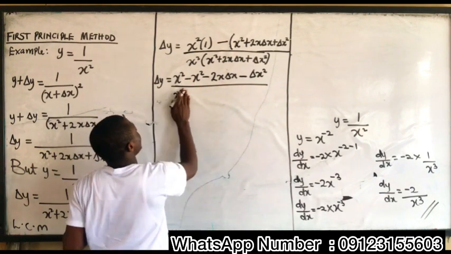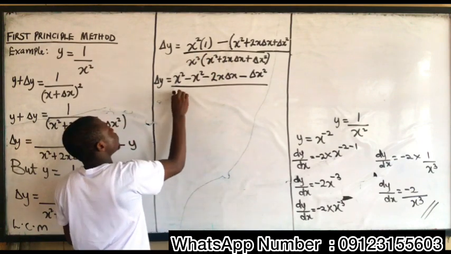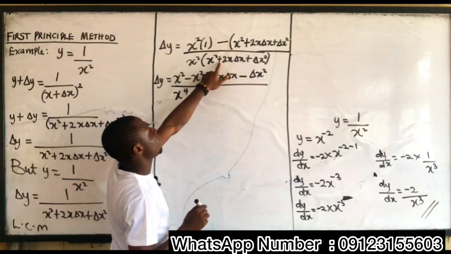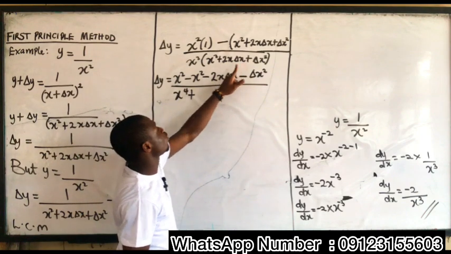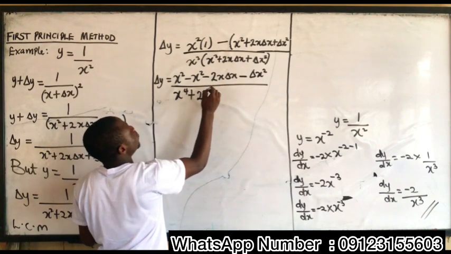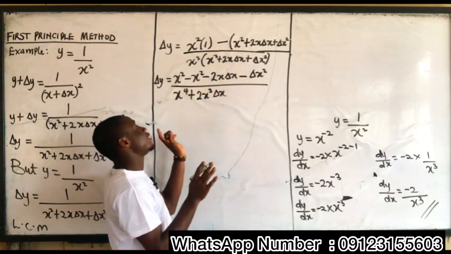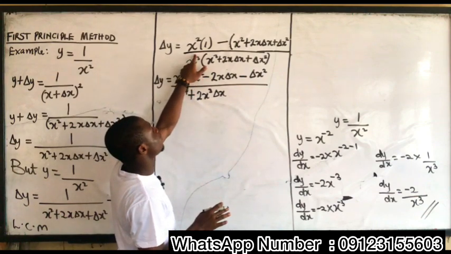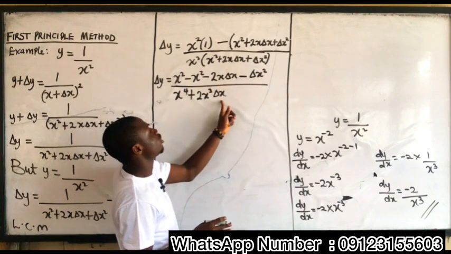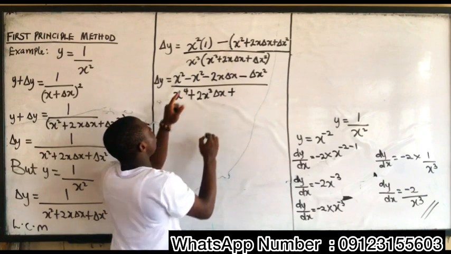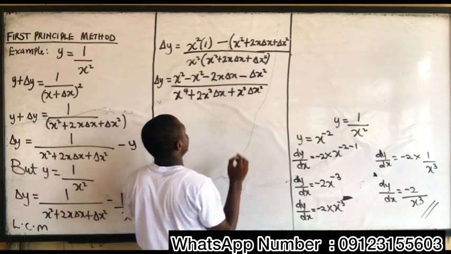Now listen, let me just expand this straightforwardly. x squared multiplied by x squared becomes x to the power 4. That's all. With the positive sign, plus x squared multiplied by 2x change in x becomes 2x cubed change in x. We assume that change in x and x are entirely different. Then plus x squared multiplied by change in x squared becomes x squared change in x squared. Right?